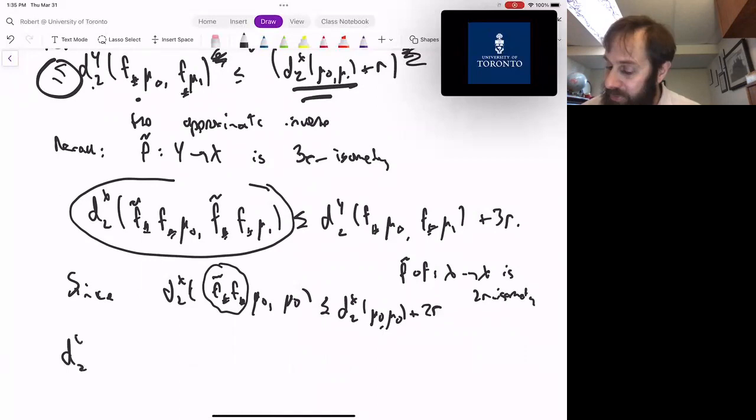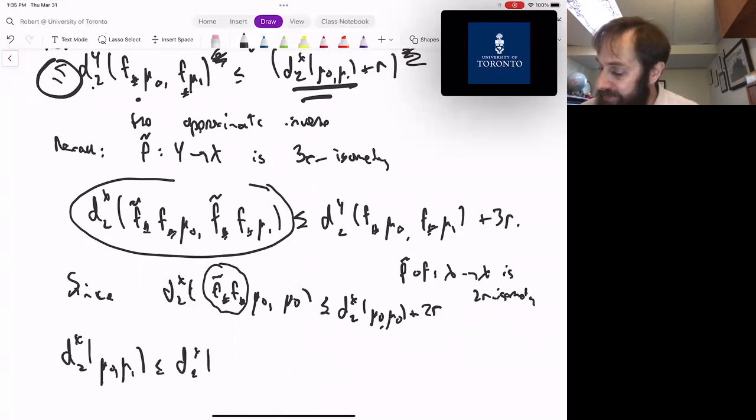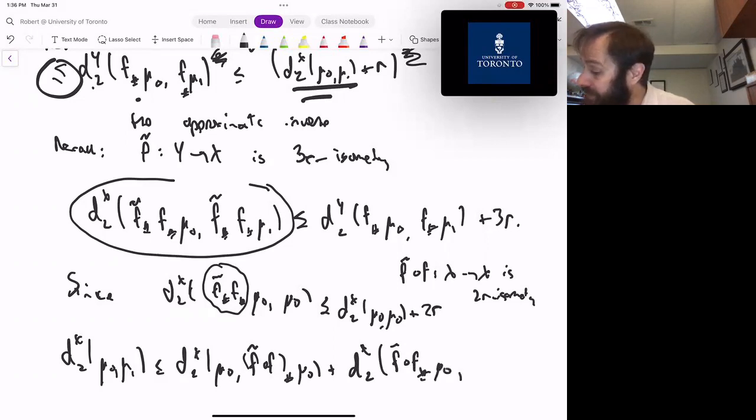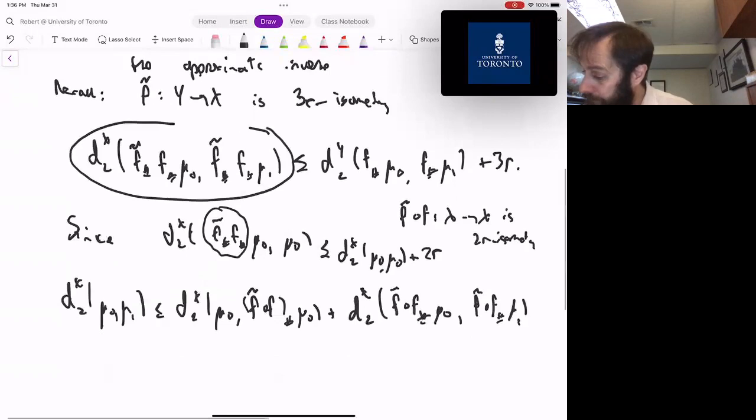And so finally, I have the two distance between mu naught and mu one, using the triangle inequality twice, is less than the two distance between mu naught and F tilde composed with F push forward mu naught, plus this is an X distance, this is now, I think, an X distance again, F tilde composed with F push forward mu naught and F tilde composed with F push forward mu one, plus a symmetrical term to this one.